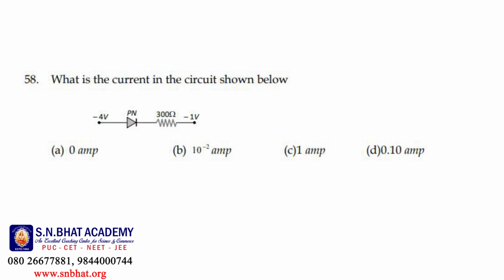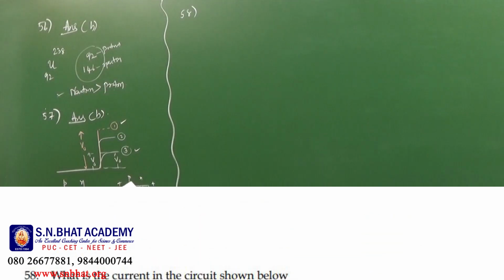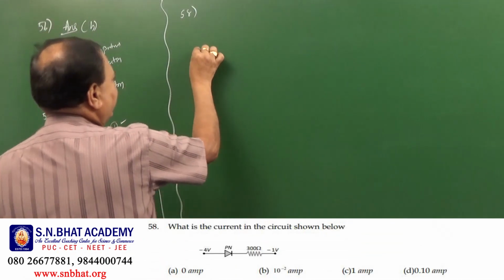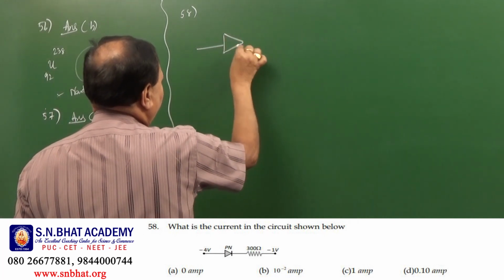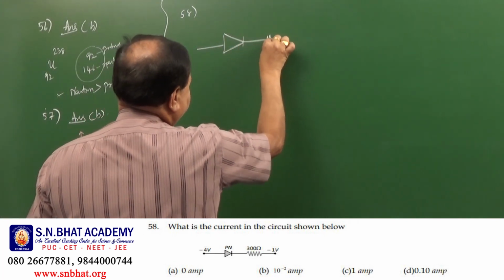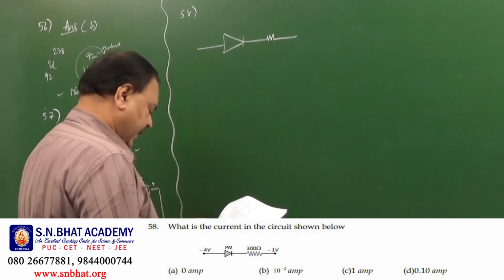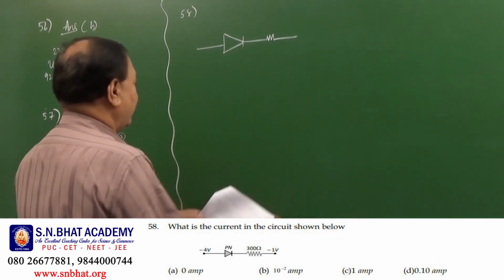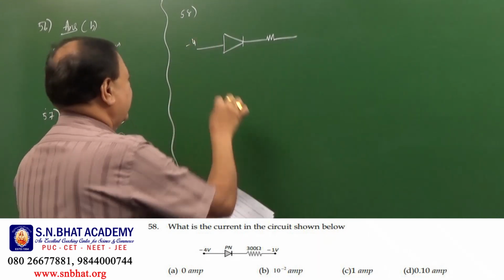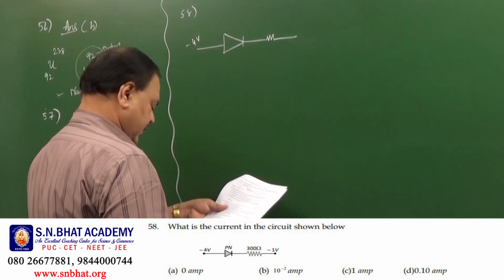Study the question carefully. What is the current in the circuit given below? So he has given a circuit where there is a diode and there is a resistor. He has given this as some value, as a -4 volt.